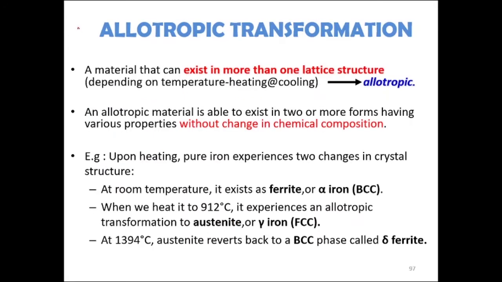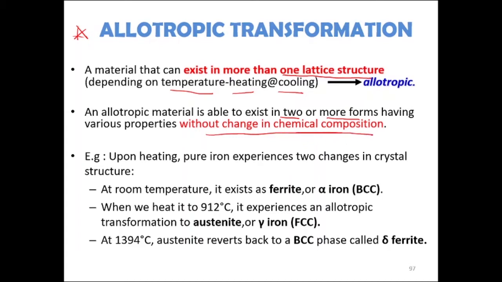So, what does allotropic transformation mean? A material that can exist in more than one lattice structure, depending on temperature, either heating or cooling. An allotropic material is able to exist in two or more forms having various properties without change in chemical composition.